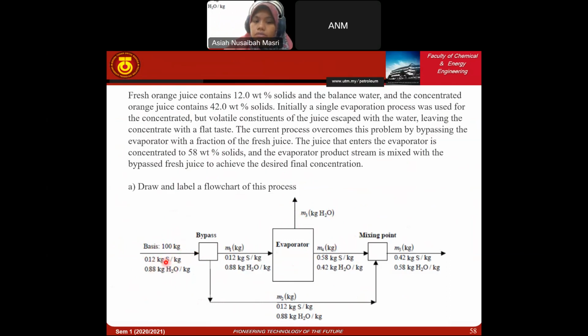The composition is in mass composition. So we have completed the composition. We have no issue on the composition. Here, what will be the composition? It is pure water, so 1 kilogram water per kilogram. So only the amount we don't know, except the amount of the fresh feed. Okay, now we settle with the labeling of the flowchart.